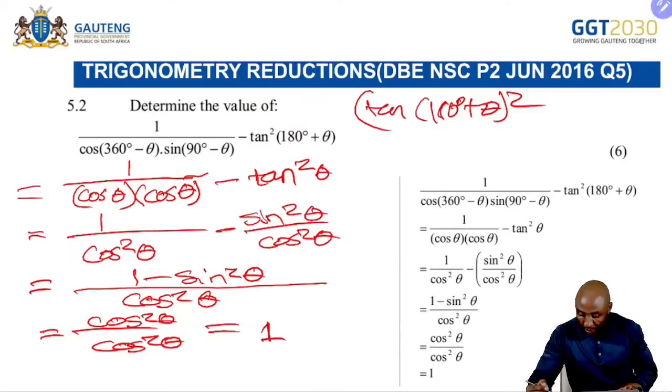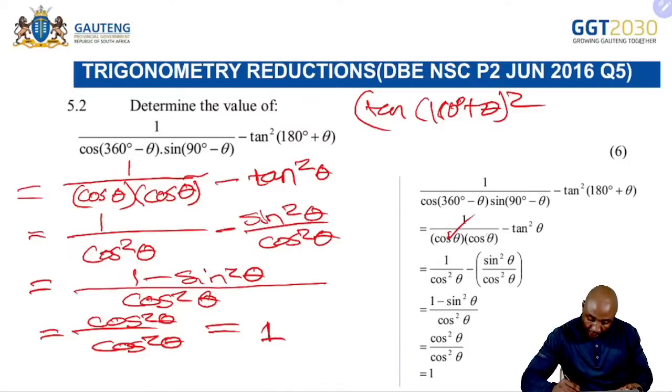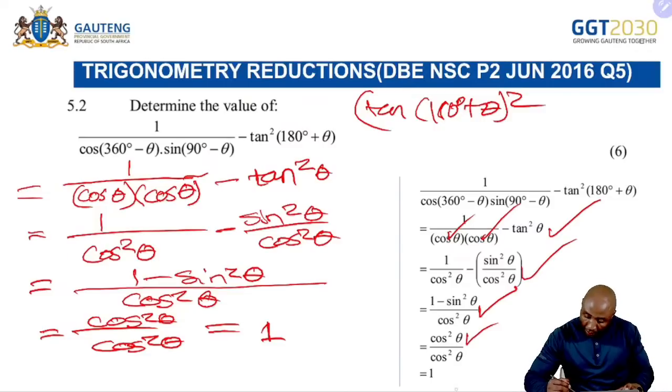Now you will get your 6 marks there. You are able to see how you are getting them. For that, and that, you get a mark. Substituting for tan as an identity, simplifying, and then substituting for the identity 1 minus sine squared theta is cos squared theta, and then our final answer 1. We will get our 6 marks there.